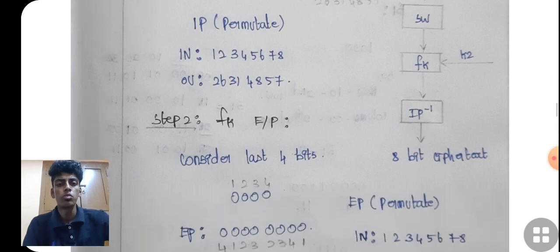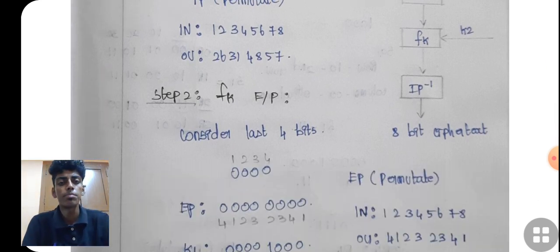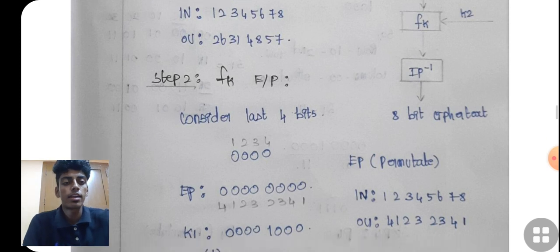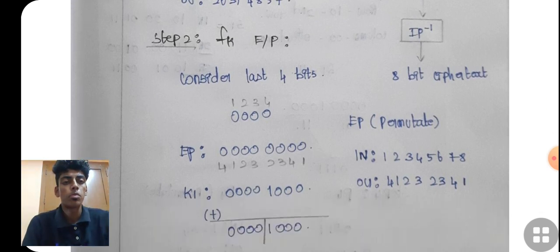Step 2 is FK. FK means EP. Consider the last 4 bits of IP. On the right side I can write the permutation of EP. It's easy to find the output of EP. So the output of EP is 8 bits. That 8 bits is divided into 4 and 4. The first 4 is S0 and the next 4 is S1.